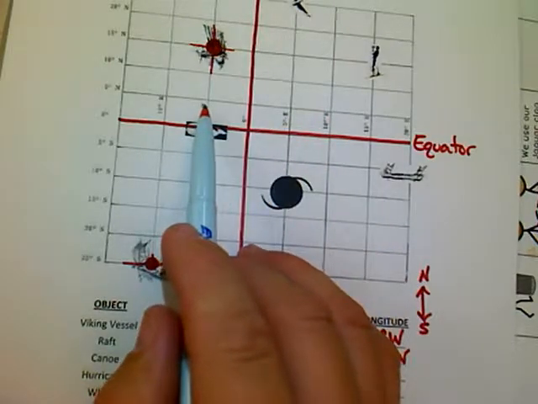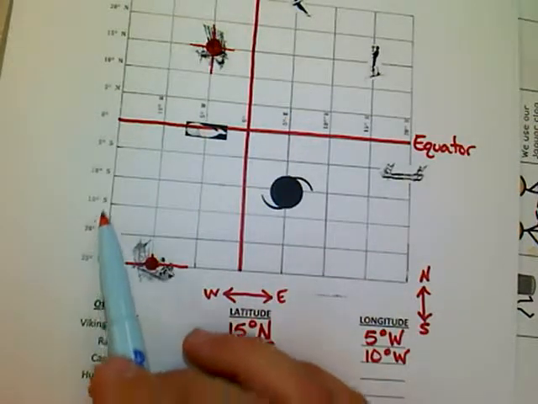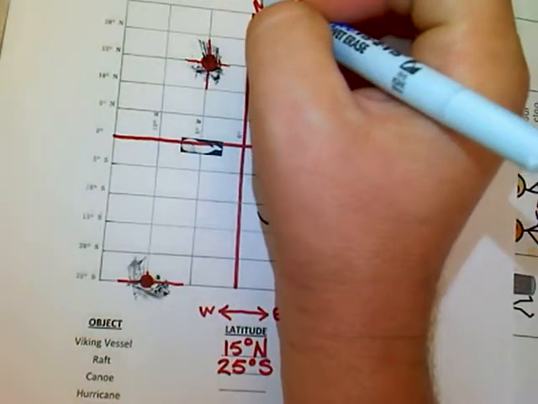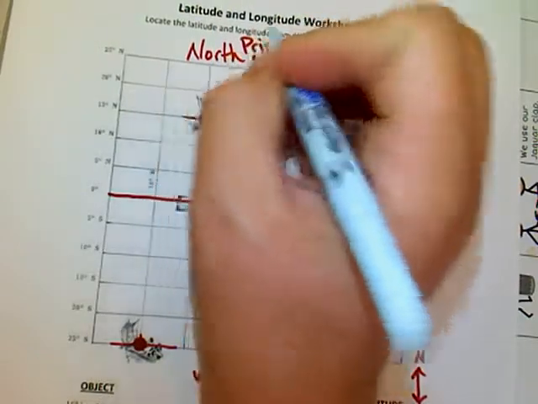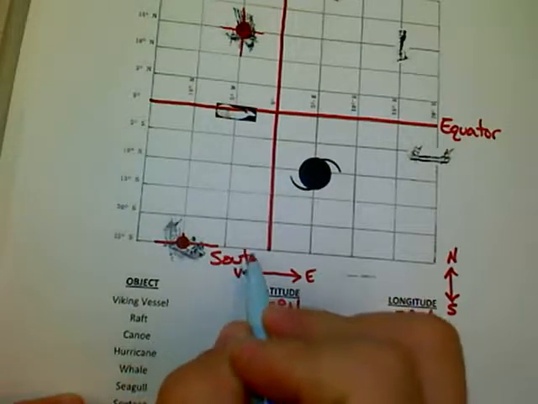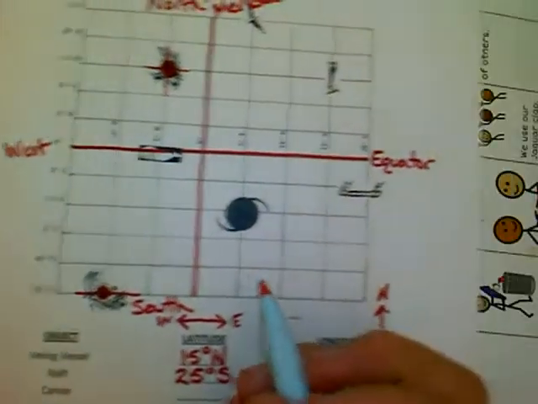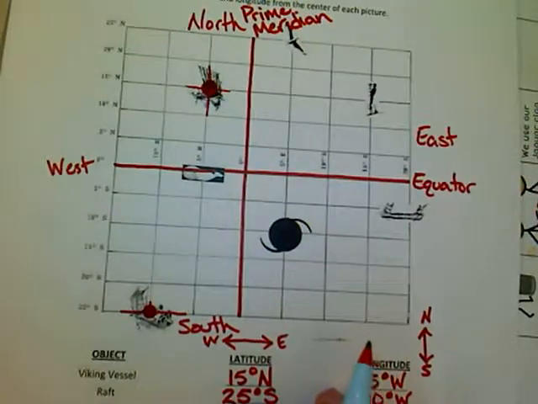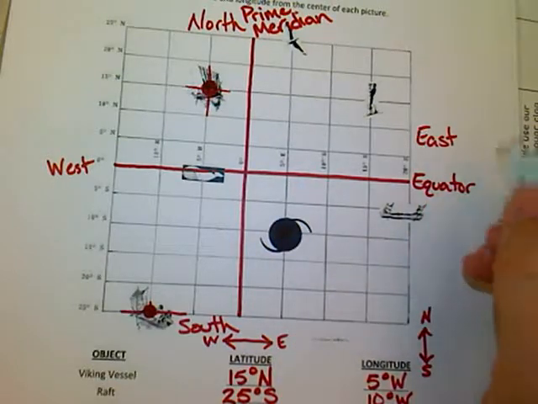You have a W for west, an E for east, an S for south, and an N for north. If you need to, it's okay to write north all the way at the top, south down here at the bottom, west over here, and then east over here. Those cardinal directions are okay to write if it's going to help you. Okay? But what you need to do is figure out what is the spot for each of these.